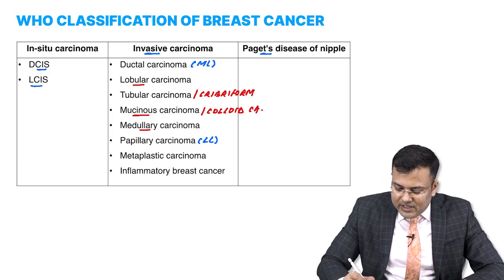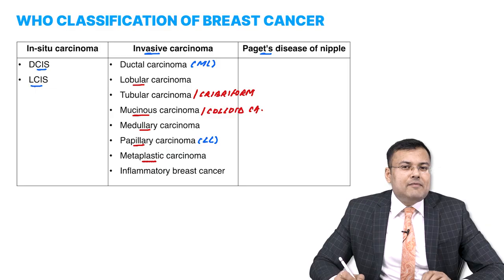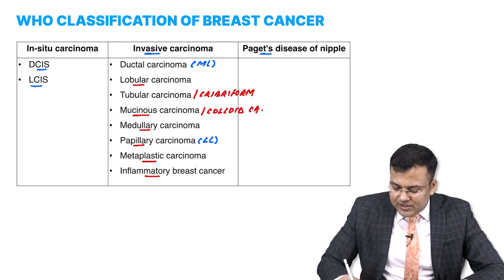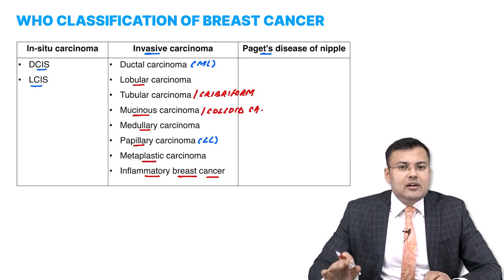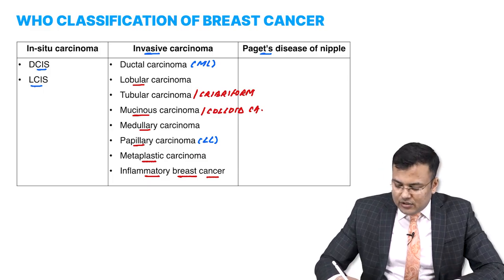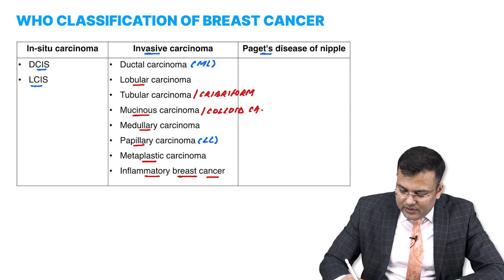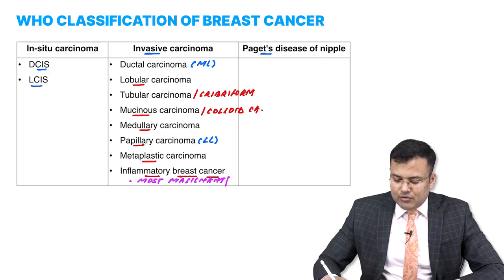After that, there is medullary carcinoma, then papillary, then metaplastic, and inflammatory breast cancer. That's the most dangerous. Why? Because inflammatory breast cancer is the most malignant breast cancer, having worse prognosis.